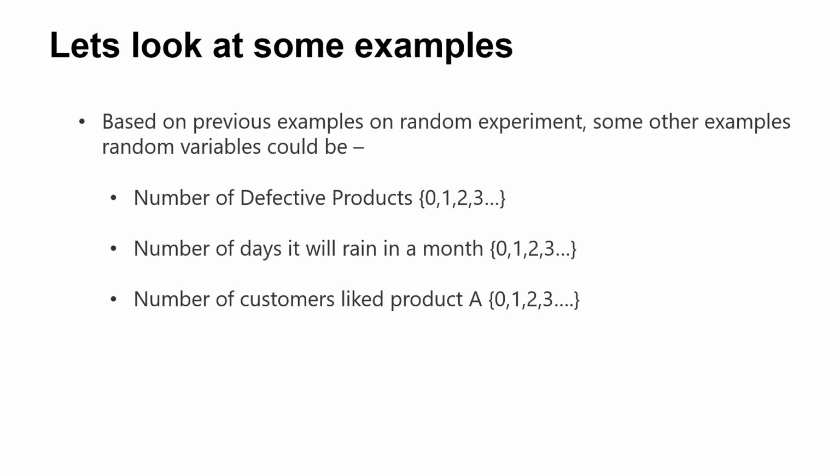Similarly, for the example of a survey of customers, this is how you can define a random variable: how many customers liked product A, 0, 1, 2, 3. So I hope you were able to understand the distinction between a random variable, an outcome, and a sample space of a random experiment. So a random variable is a way to define numerical outcomes from a random experiment. Cool. Thank you.